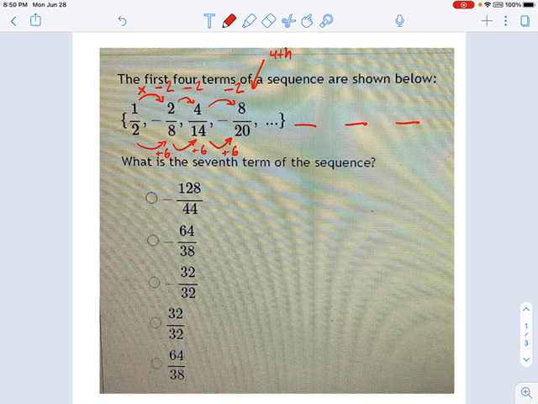So 8 times negative 2 is negative 16. Times negative 2 is positive 32. Times negative 2 is negative 64. And then 20 plus 6, 26 plus 6 is 32, plus 6 is 38. Okay, so I'm looking for negative 64 over 38, and there it is.